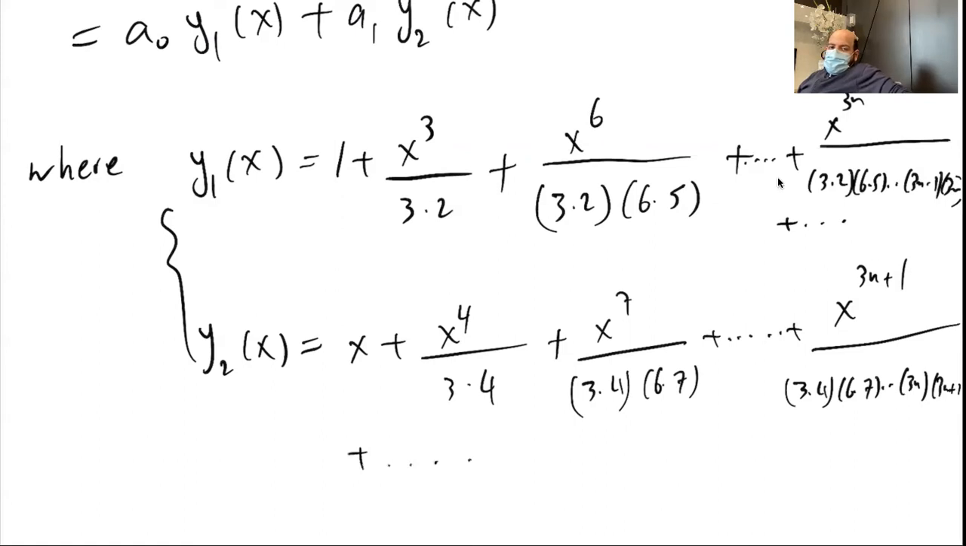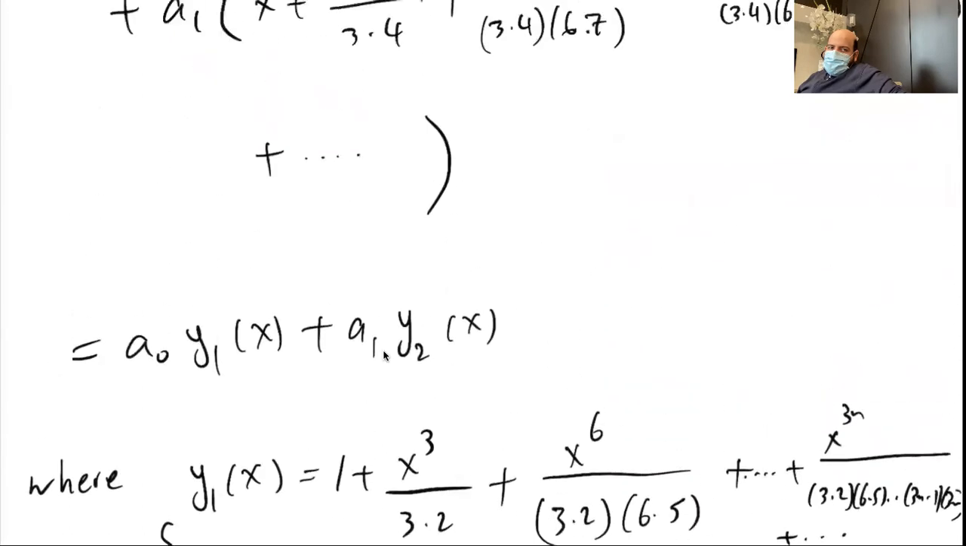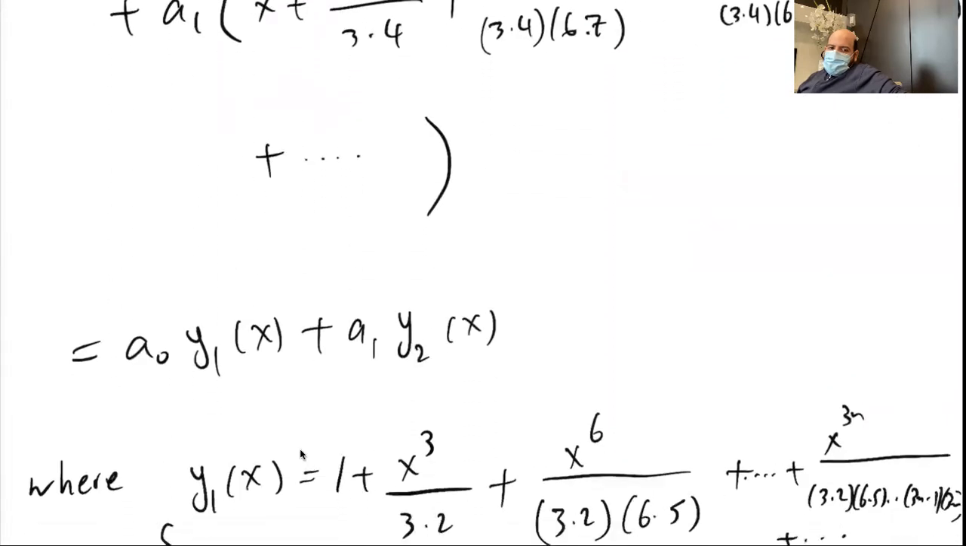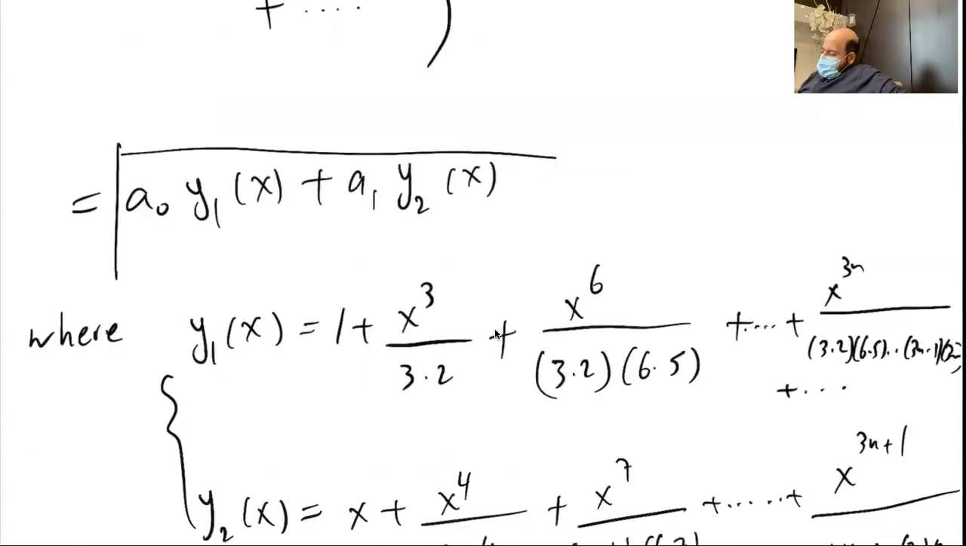So both of them are series, meaning that there is no last term. But I can write a generic term like x to the power 3n over this, so that if I replace n with 1 here, I'll get this term. If I replace n with 2 here, I'll get this term, and so on, but there's no last term. So after you write the generic term, remember to write plus dot dot dot. Again here, generic term, then plus dot dot dot. This function I called y1 of x, and this function I called y2 of x. So then the general solution can be written as a0 y1 of x plus a1 y2 of x. So this is the general solution.